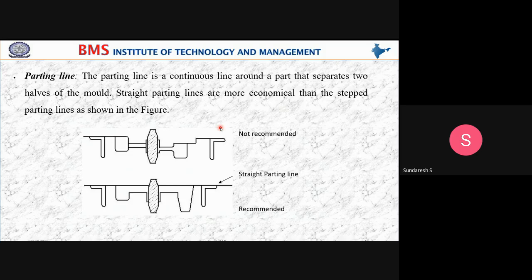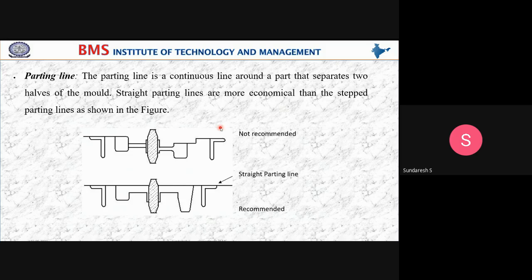So the line of separation between the cope and the drag, that line we generally call the parting line. The parting line is very, very important in casting. In further classes, we're going to understand how to identify the parting line, which is the probable parting line, and which are the possible parting lines. This we will discuss later.